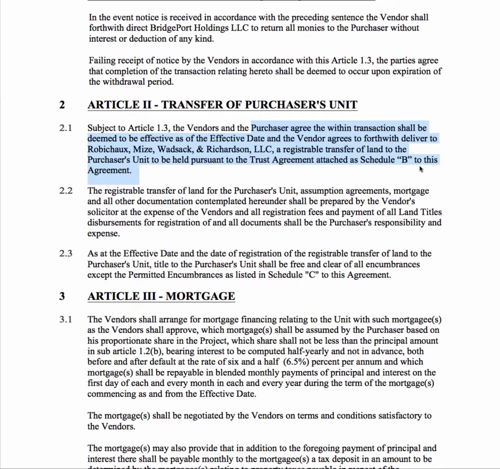We'll sign this document, we'll give you a copy of it, and you will see in these documents that there's a trust agreement that Robichaud, Mize, Wad, Zach, Richardson, LLC will register this transfer of property to you upon being able to do it at the effective date. So this is basically to protect yourself.